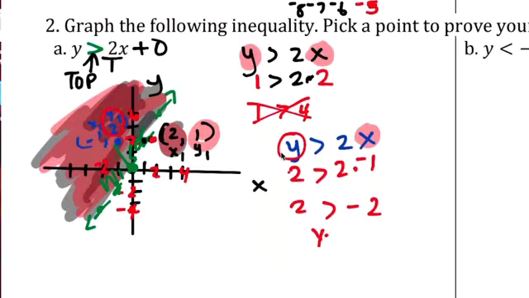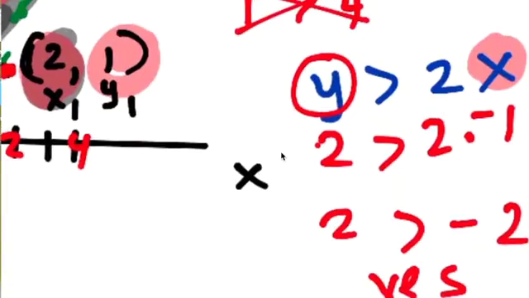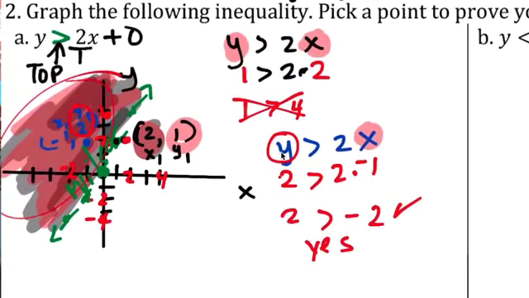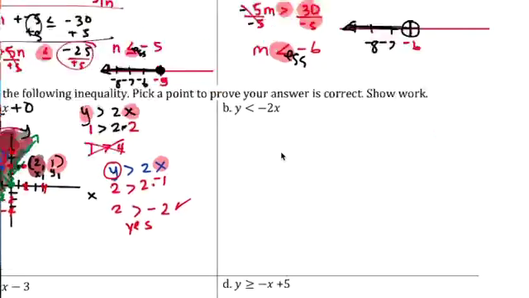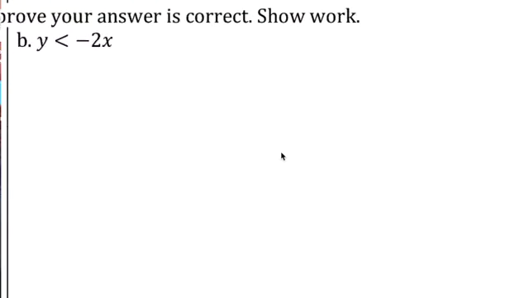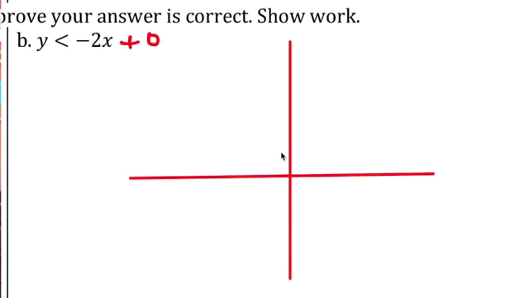This is true. So anywhere you pick that is shaded, it should come out a yes. The one that's not shaded says no, it's not part of your answer. The shaded region is your answer. So we'll do this one. Most of you know how to graph this. This is +0. So you start out at the origin, 0, 0. Okay, so I'll number it again.